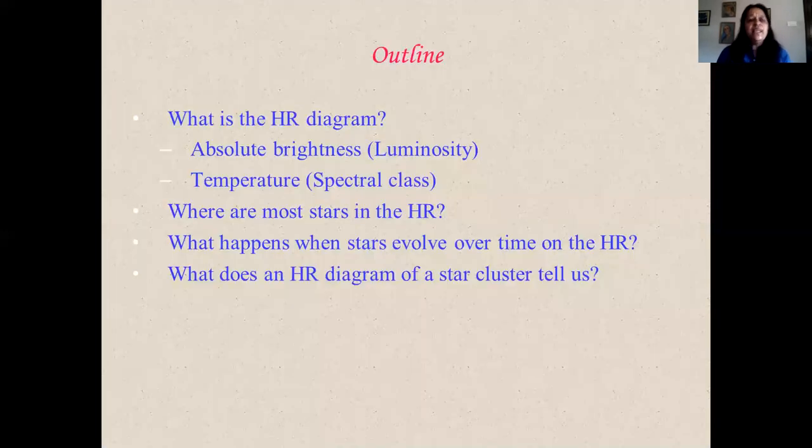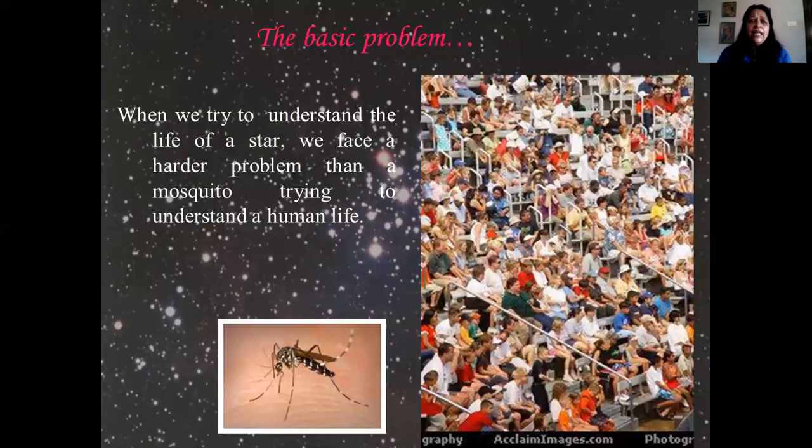So what is the HR diagram? The HR diagram is a plot of the absolute brightness or the luminosity of stars on the y-axis versus the temperature or the spectral class of stars on the x-axis. Now we'll see where most stars are in this HR diagram, how stars actually evolve over the HR diagram, and what the HR diagram of a star cluster tells us. These are the things we're going to talk about in this talk. Now, what is the basic problem that we have?